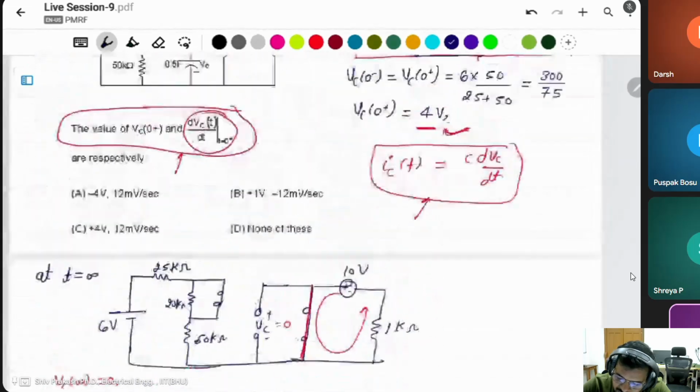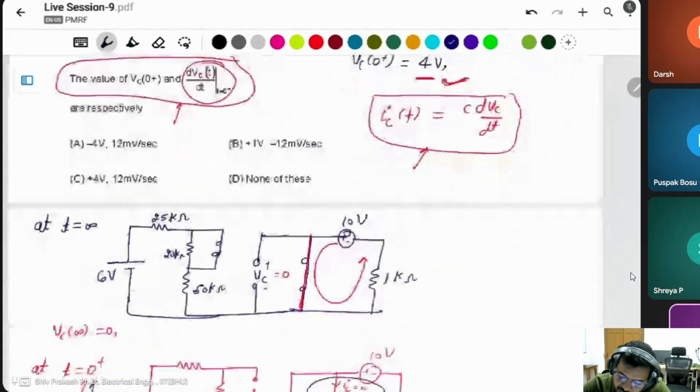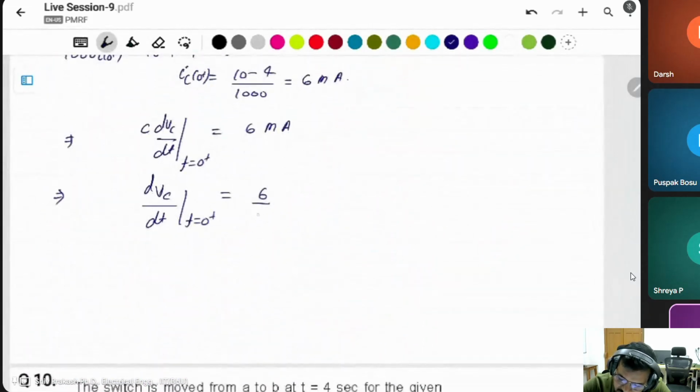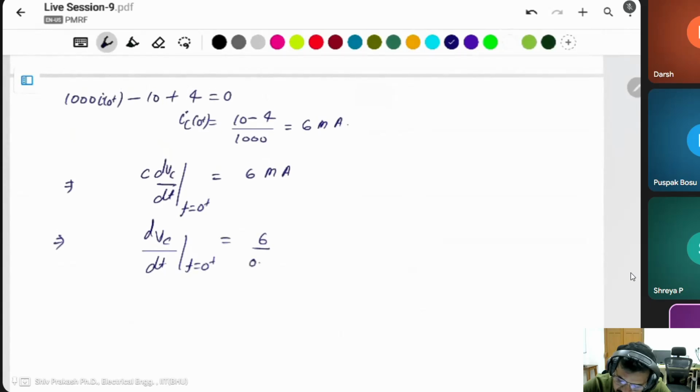Capacitor value is given in the question as 0.5 farad. We have to find with 0.5 farad. Milliampere divided by the capacitor is volt per second. This will be 12 millivolt per second. The final answer.